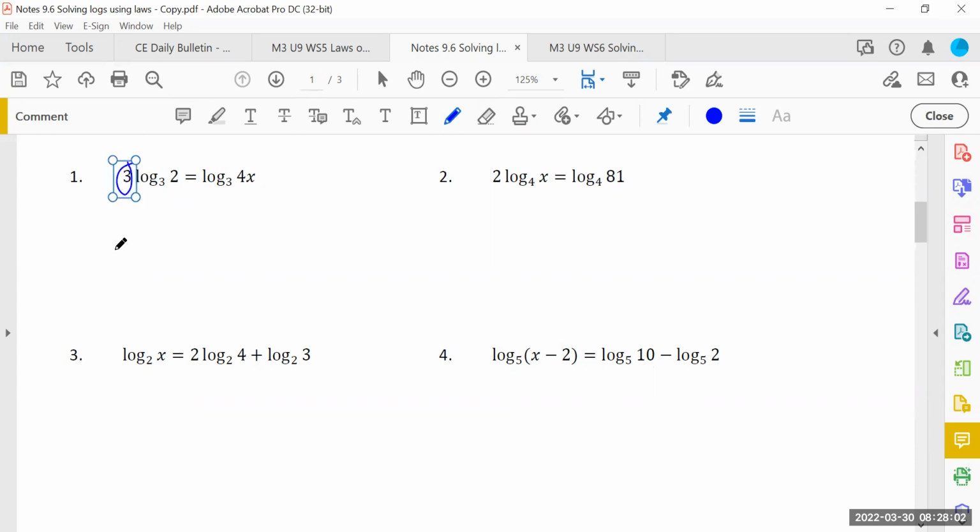So again, phones away, focus up here. Take a look at your notes. Does everybody have notes that needed them?